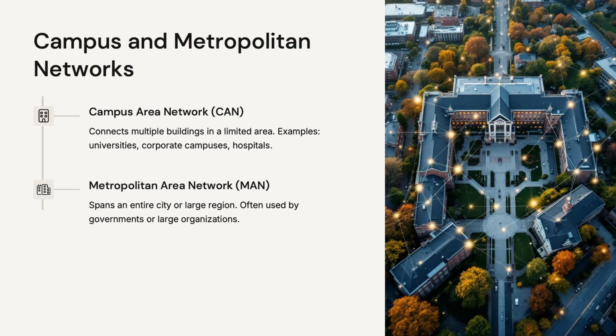As we go larger, we find the metropolitan area network. This expands further. A MAN, or metropolitan area network, covers an entire city or a metropolitan region. Commonly, these networks are used by governments or large companies to provide high-speed connectivity over a city-wide area.